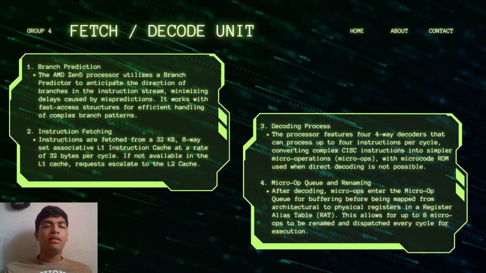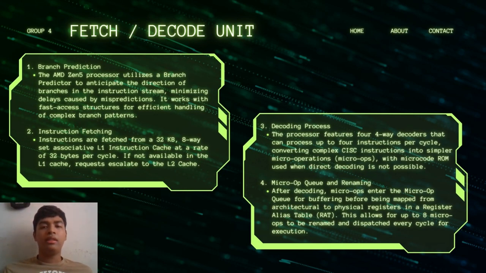Secondly, instruction fetching. The instructions are fetched from a 32 kilobyte, 8-way set associative L1 instruction cache at a rate of 32 bytes per cycle. If those were not available in the L1 cache, the request will escalate to the L2 cache and so forth.